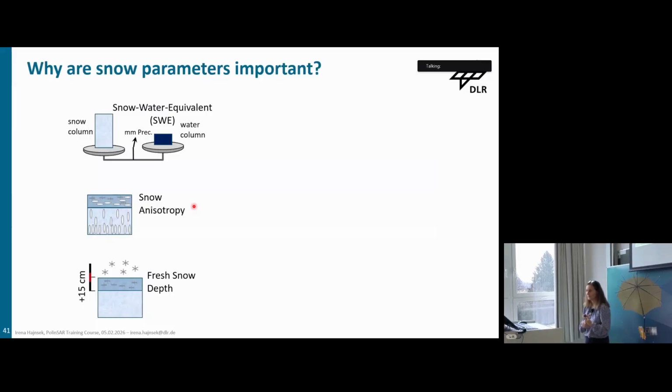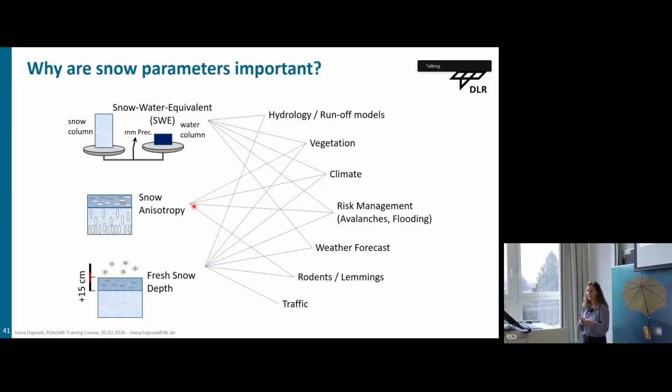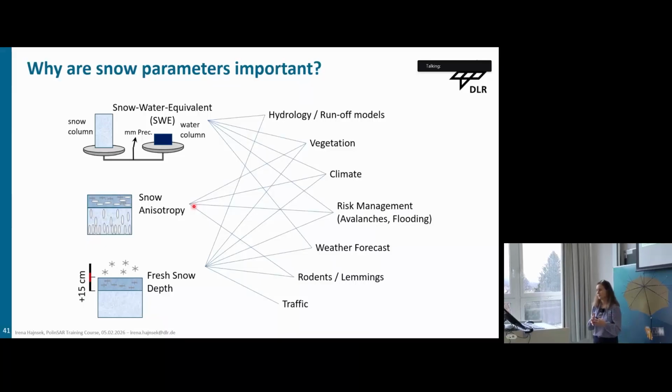I was not putting this in the beginning, but snow depth is one important parameter, but we also have, as said, snow water equivalent, which in principle measures the water. So if you melt snow, you in principle measure the weight of the water column which is coming out of your snow. So this is SWE, snow water equivalent. And snow anisotropy is also very important in order to understand the structure. And as said, fresh snow depth is also important.